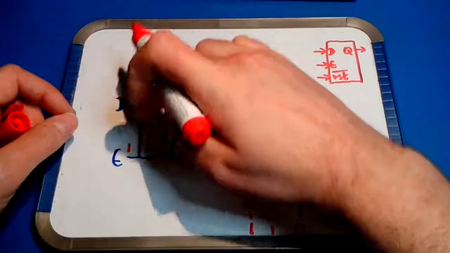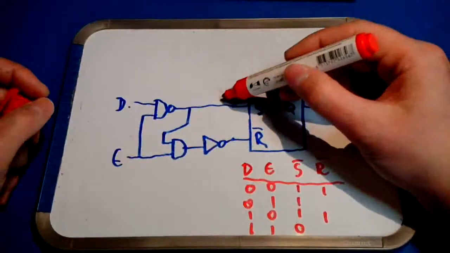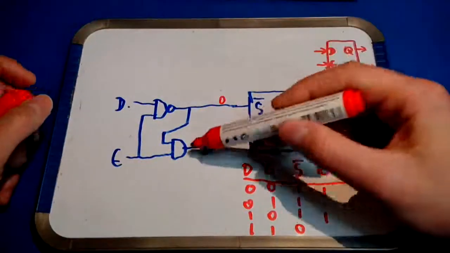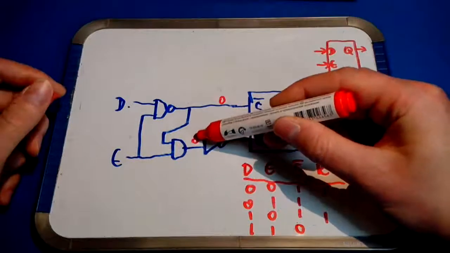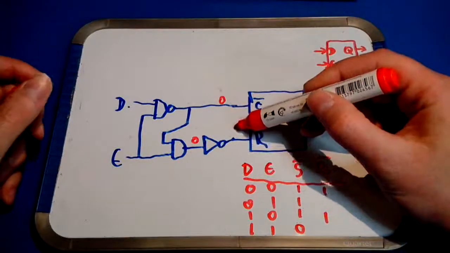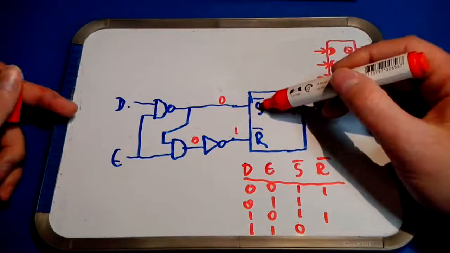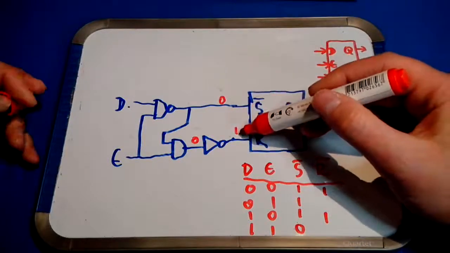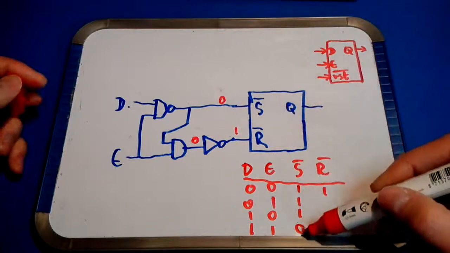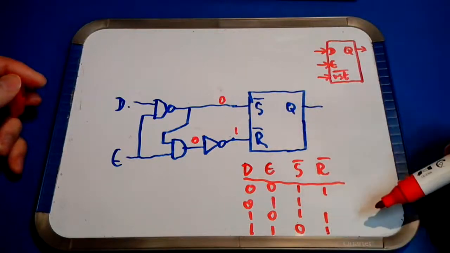Furthermore, if S over bar is 0, then because this is an AND gate, this is also 0, and after the inverter, the R over bar input is 1. In other words, if S over bar is 0, then R over bar is 1.